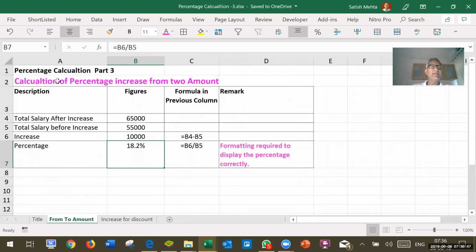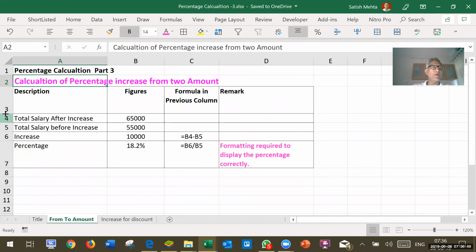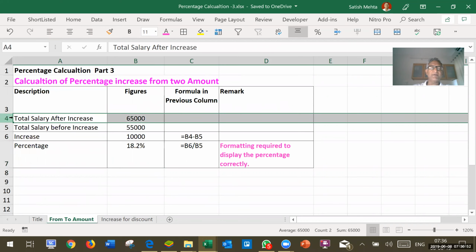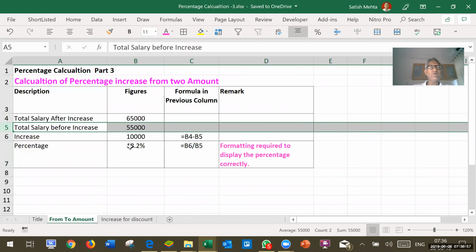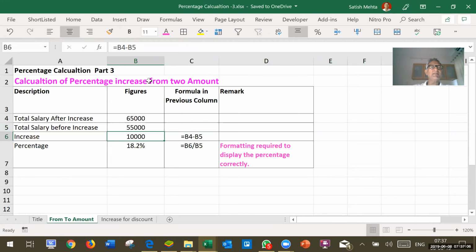Let's say here we have got two amounts. One, what was salary after the increase and what was salary before the increase. And we want to calculate what percentage of increase we got in the salary. For calculating this, first I am simply subtracting the salary before increase from salary after increase, and this is the formula. So it gives me that my salary was increased by 10,000 rupee.